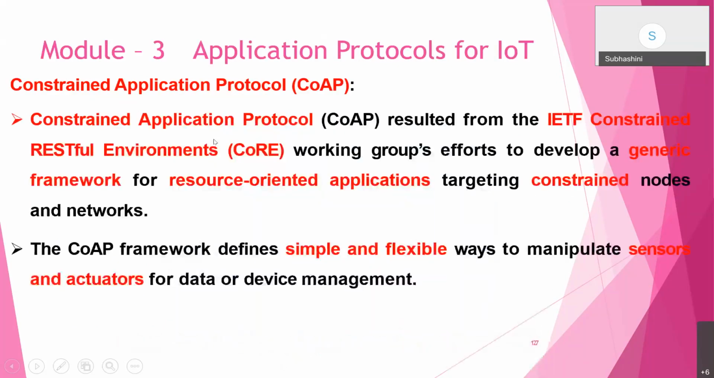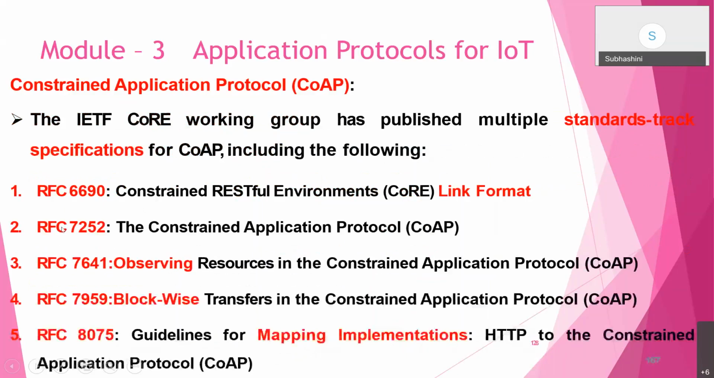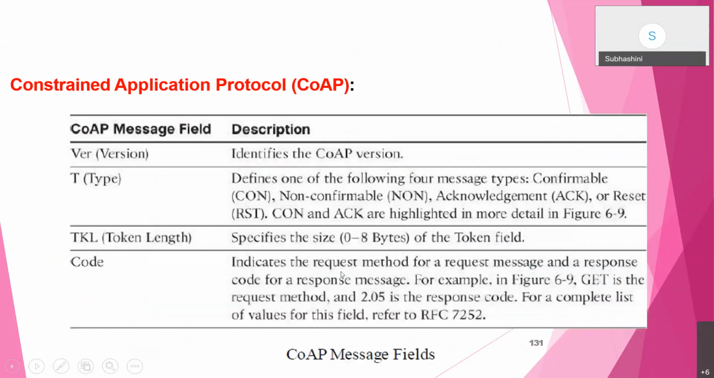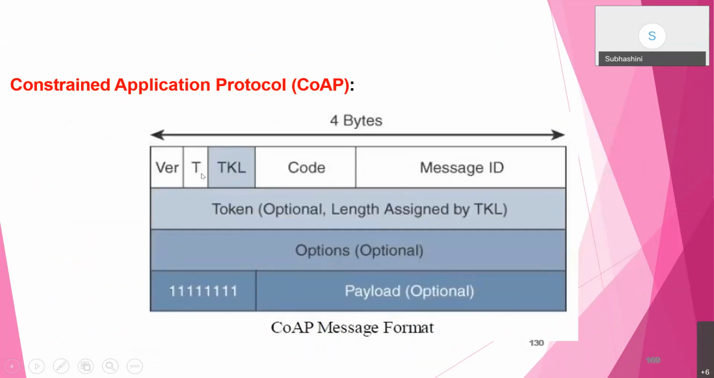CoAP protocol. You can see the description of the CoAP protocol is found in all these RFC numbers. Also, you can see the structure of the CoAP protocol is like this, the message format. Very important question, message format. These are nothing but the fields of the CoAP protocol. The first field is version. The second field, T, is the type of message.